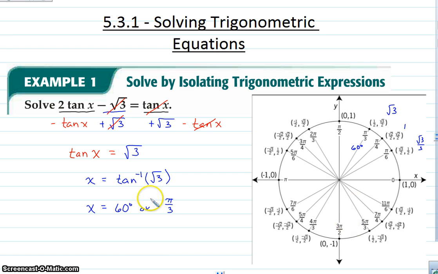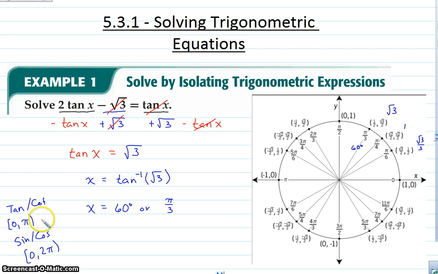Okay. Now, you may notice that there are several other places around the unit circle where you get the ratio square root of 3. For tangent, you might want to make a note of this. For tangent, we're going to find our solutions over the interval from 0 to pi. Okay, and that's the same for cotangent as well. But for sine and cosine, and for secant and cosecant, we're going to have to go the entire unit circle. We're going to find all solutions from 0 to 2 pi.